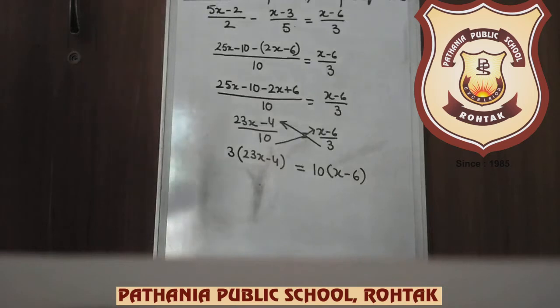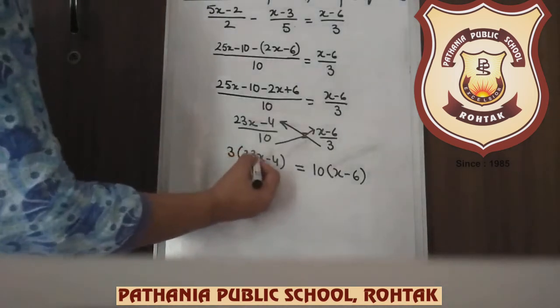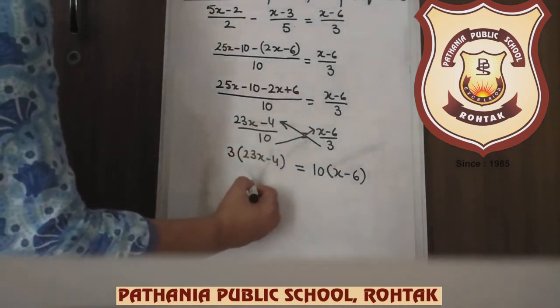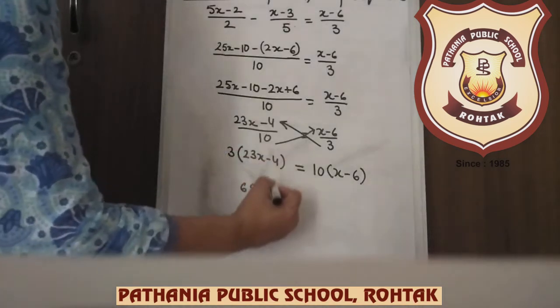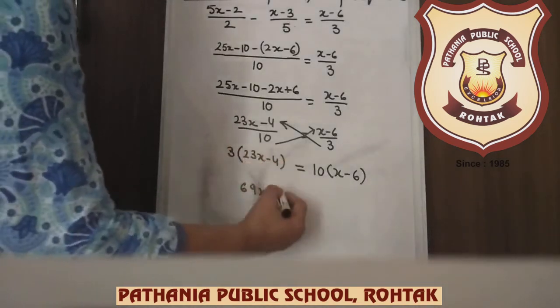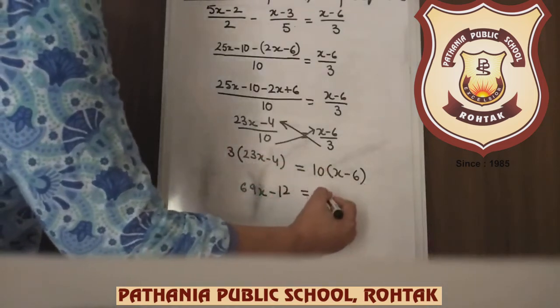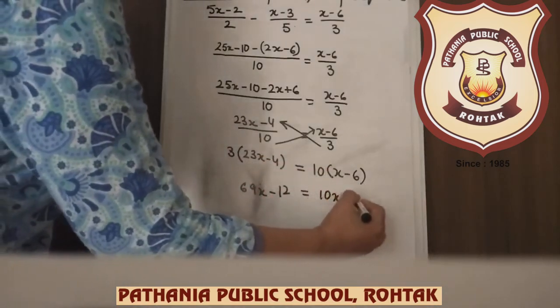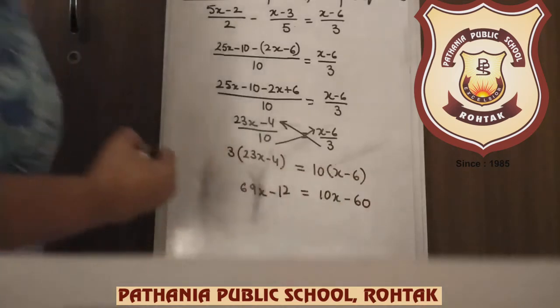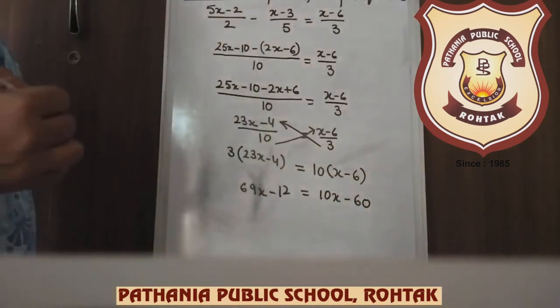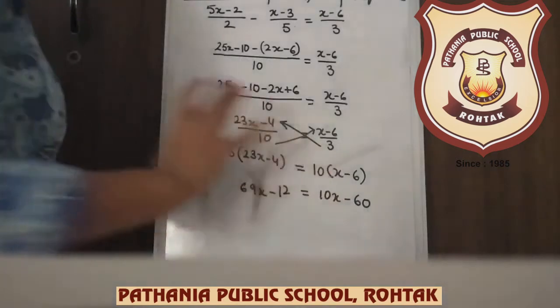Correct? Now open the bracket. 69x minus 3 multiplied by 4, 12, is equal to 10x minus 60. Clear? Now it is very simple.